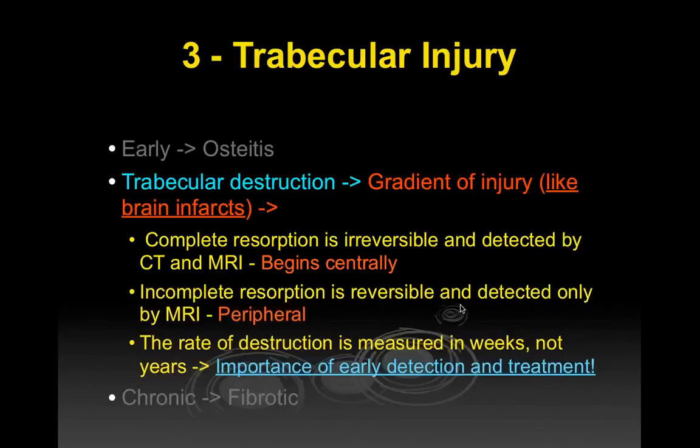Now, trabecular injury. I like to think of this the same way as you think of a brain infarct. If you occlude a vessel to the brain, you get a large area of ischemia. The most ischemic part is in the center because in the periphery of the distribution of that vessel, you can get collateral flow from other vessels. So you have a gradient of injury. And the longer you allow that vessel to be obstructed, the more dead tissue you'll see in the brain. And dead tissue is irreversible. It's not going to come back again.